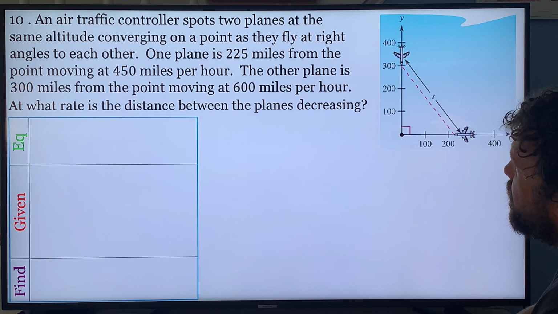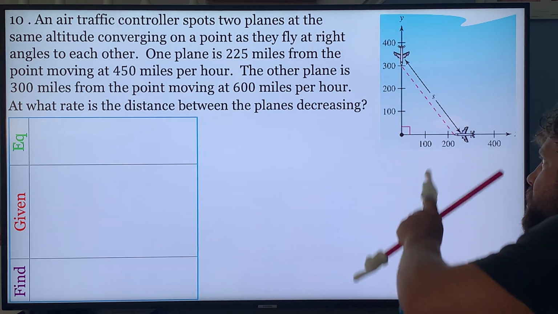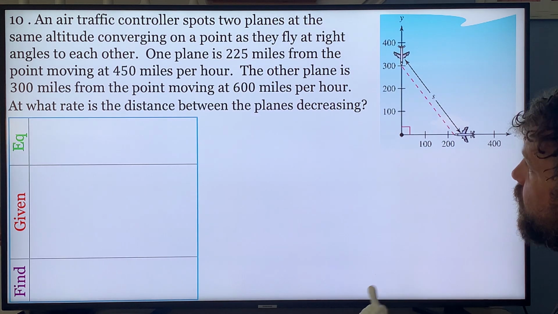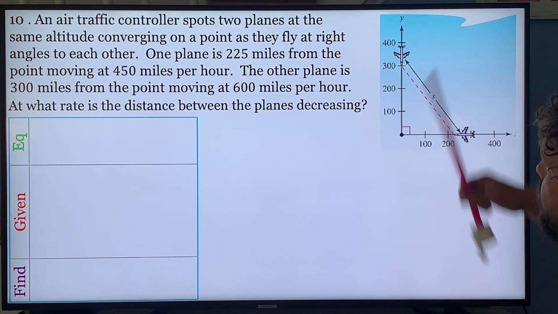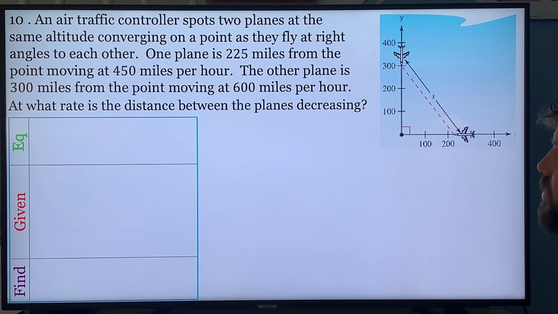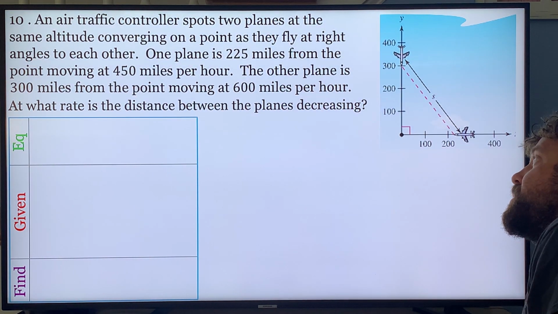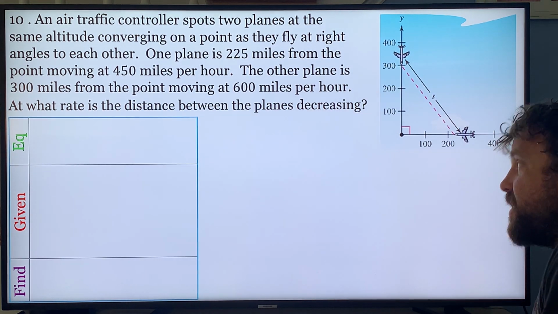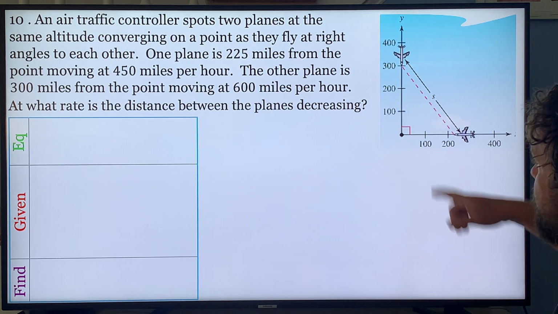One plane is 225 miles from the point. That's this plane right here. 100, 200, 225. Moving 450 miles an hour. The other plane is 300 miles from this point, moving at 600 miles an hour. Oh, it's going fast. At what rate is the distance between the planes decreasing? This is how radar is used, how they can track planes and stuff like that to make sure they do not collide. All right?